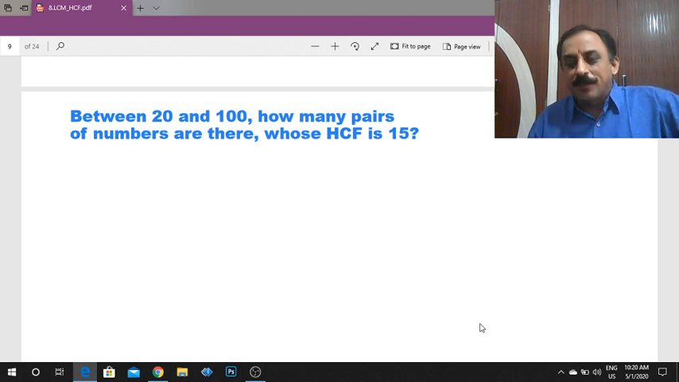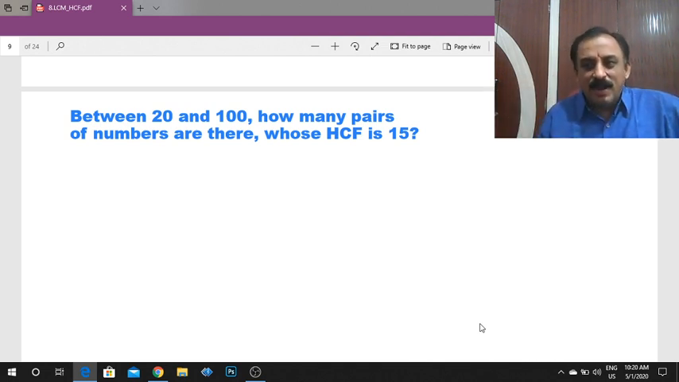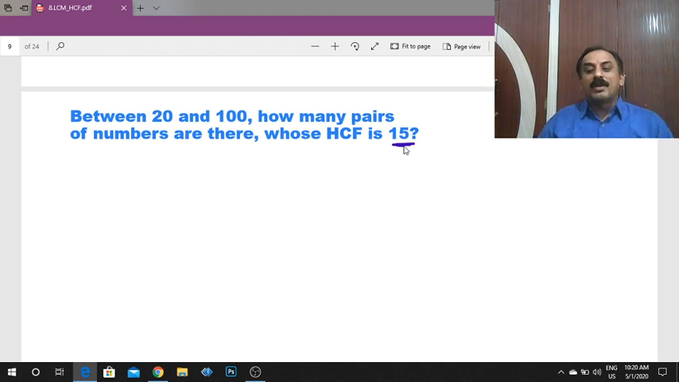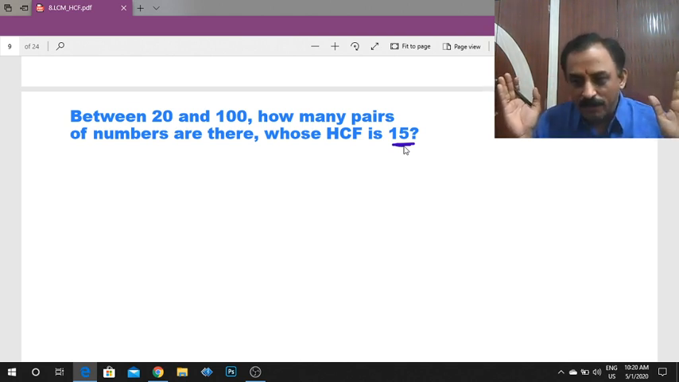Between 20 and 100, 20 is not there. Between 20 and 100, 100 is not there. Between 20 and 100 means from 21 to 99. From 21 to 99, how many pairs of numbers are there? But the condition is its HCF should be 15. So for 21, its HCF is not 15.